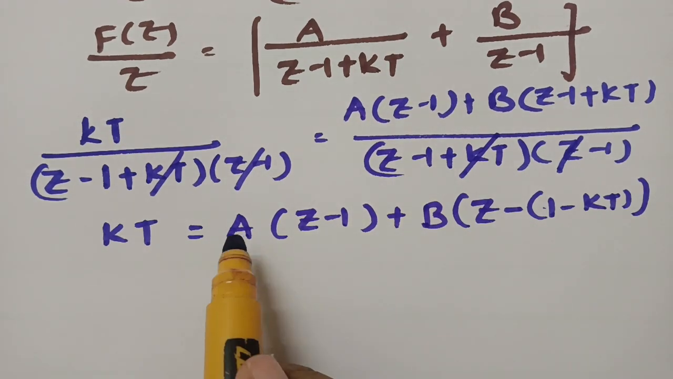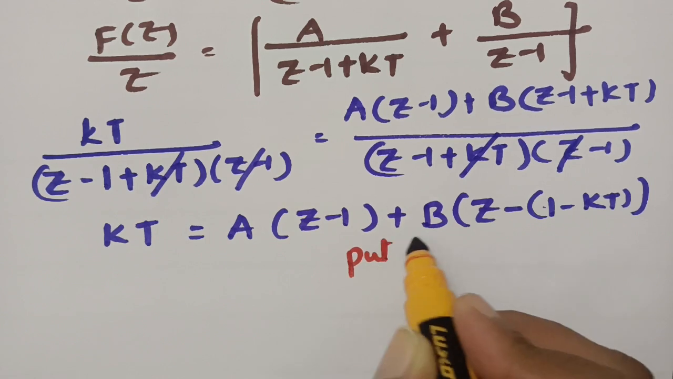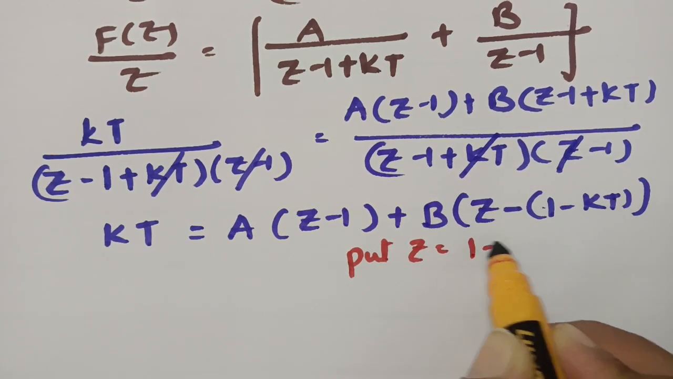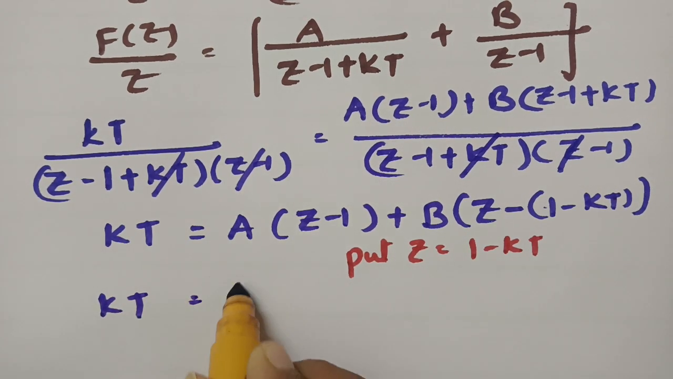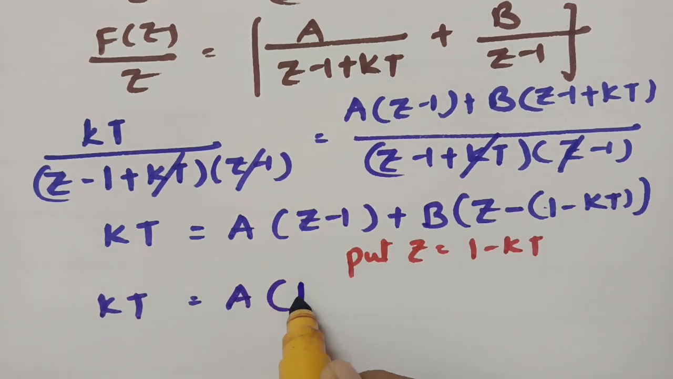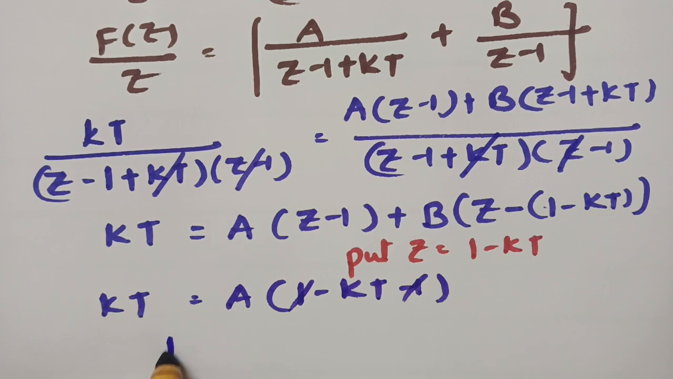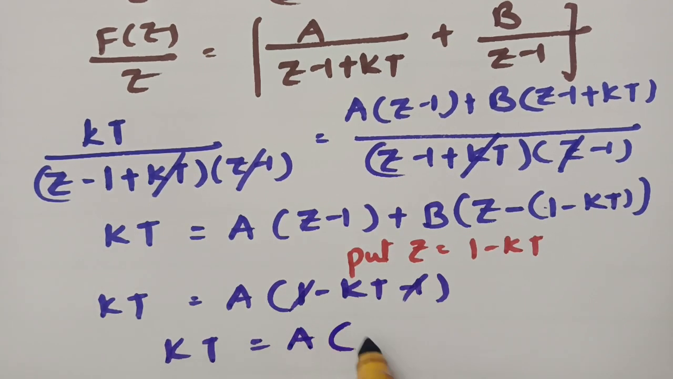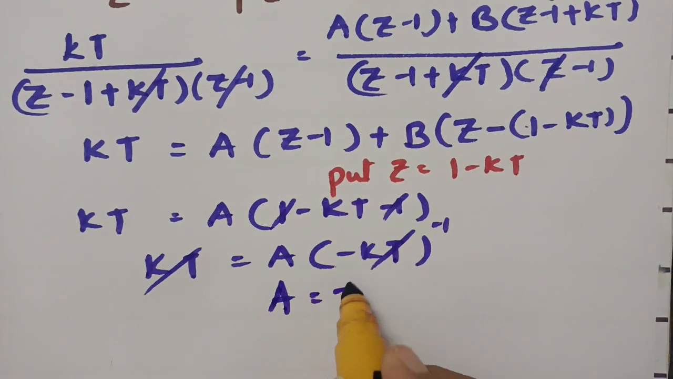Now, in order to get the value of A, I have to make B zero. For that, my substitution will be: put z equal to 1 minus kt. So kt is equal to A times, in place of z, 1 minus kt, and here it is minus 1. So kt is equal to A times minus kt. If I cancel kt, I get A equal to minus 1.